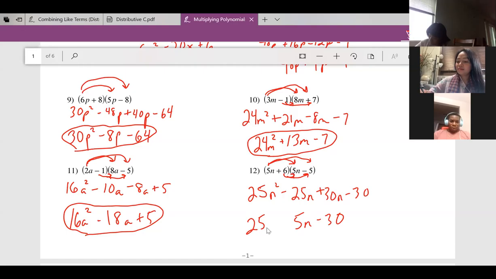Okay. And notice this negative 25 and 30, this is positive 5 right here. That's positive. And that's your answer to number 12.